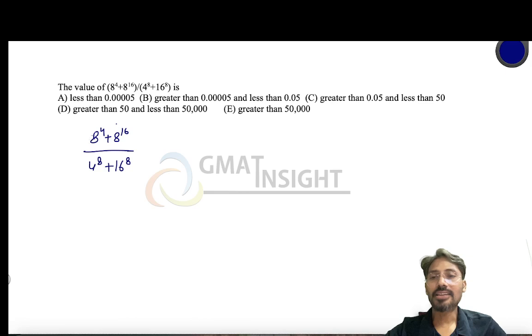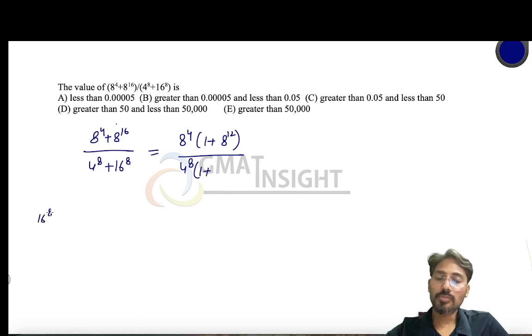So in order to make it slightly simpler, I'm going to take as much common from numerator and denominator as I can. For example, in the numerator I can take 8 to the power 4 common, which leaves me with 1 plus 8 to the power 12. In the denominator we can take 4 to the power 8 common, and that leaves 1 plus... now 16 to the power 8 can be written as 4 square to the power 8, which means 4 to the power 16. And because 4 to the power 8 is being taken common, I am writing 4 to the power 8 again, because 4 to the power 16 is equal to 4 to the power 8 times 4 to the power 8.